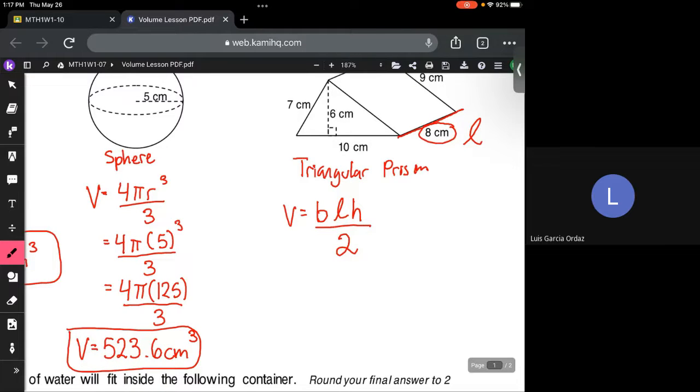It's base times length times height. Okay, cool. So can someone tell me what my base is? Austin? Is it 10 or 8? It's 10. 10 is my base. We're looking at the base of the triangle.